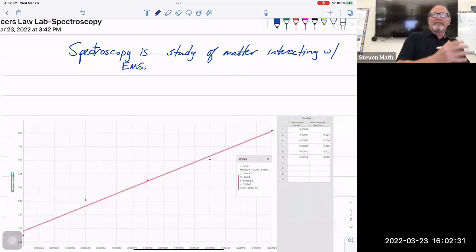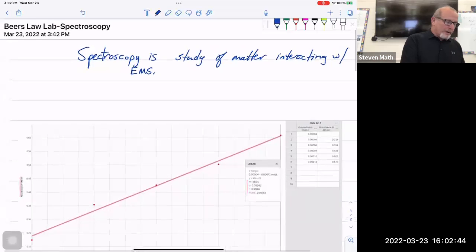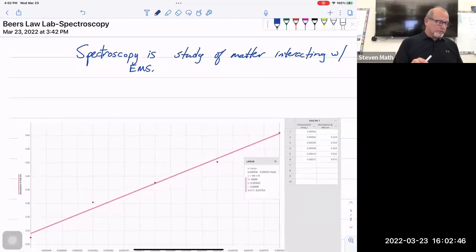How does light interact with solutions? In our case, what we're going to do is shine a beam of light through a solution and measure the absorbance of that. The outcome of this is what's called the Beer-Lambert Law. This is one of the labs that we're supposed to do, and it's very timely.